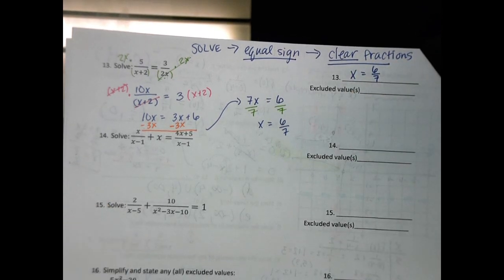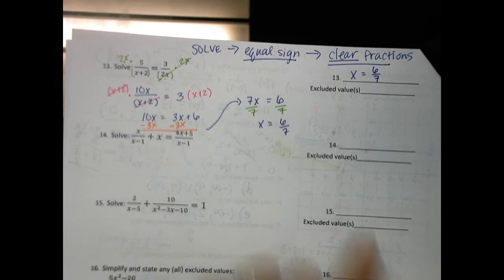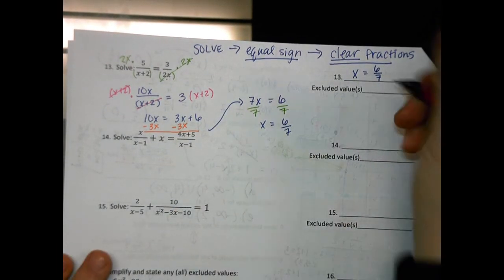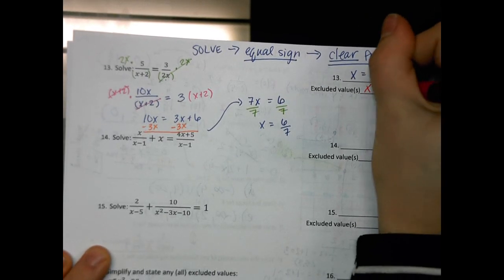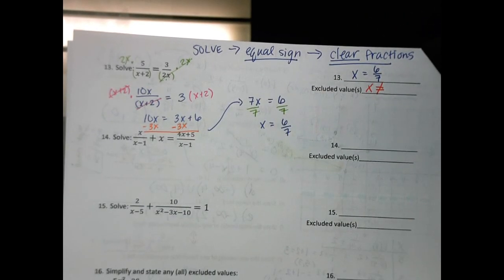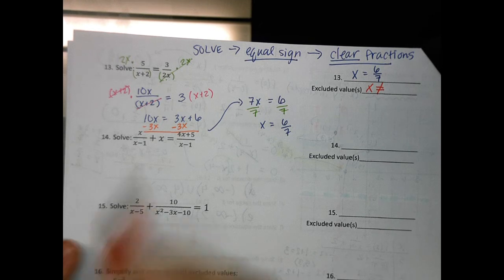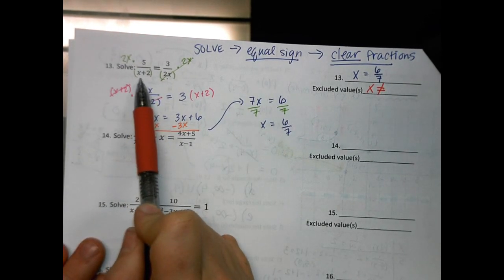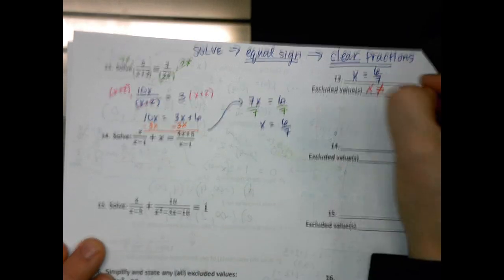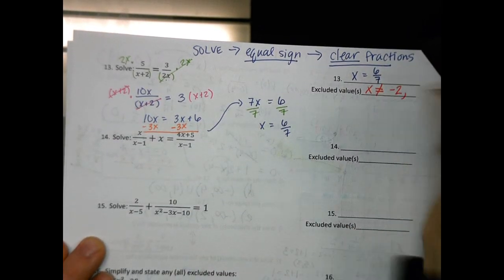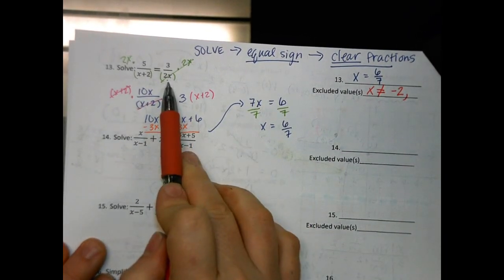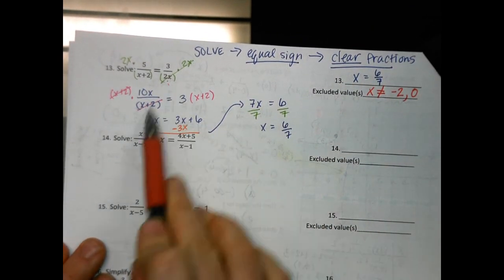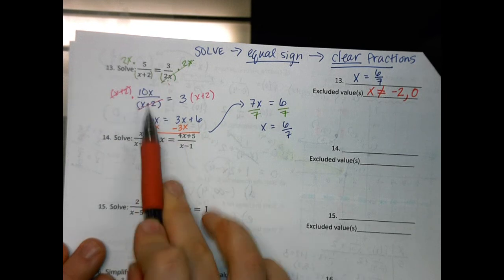The excluded values are the values that make the denominator equal to 0 at any point. So we don't want x to equal these numbers because they would make our denominator equal to 0. Let's start here. What number would make my denominator 0 here? Negative 2, because negative 2 plus 2 is 0. What about on the right-hand side? 0.